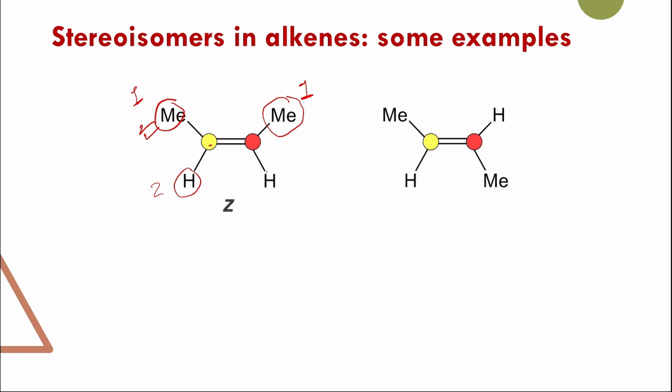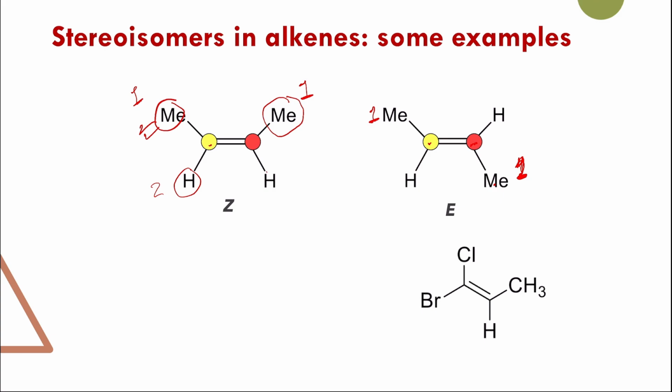The other isomer, now the carbon on the left, the yellow one, methyl takes priority. Carbon number two, on the right, sorry, the red one on the right, the methyl is going to take priority over the hydrogen. So this is number one. They are on opposite sides, so this is an E isomer.